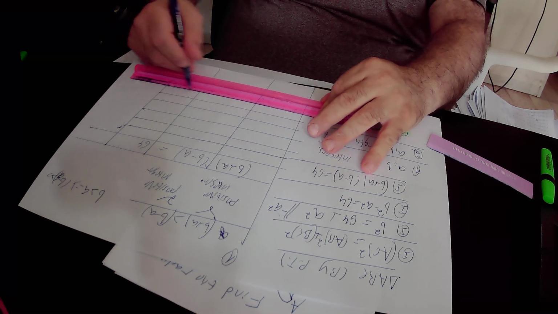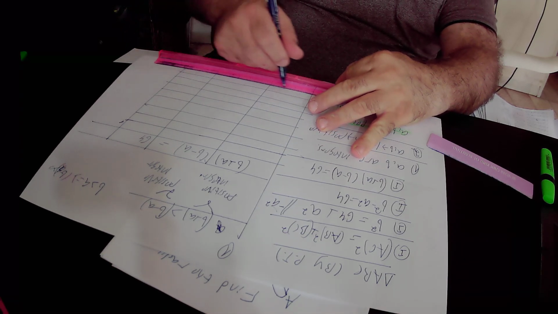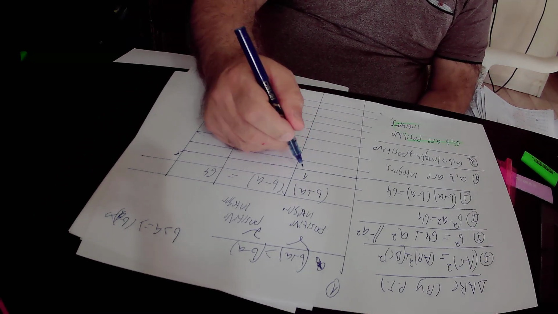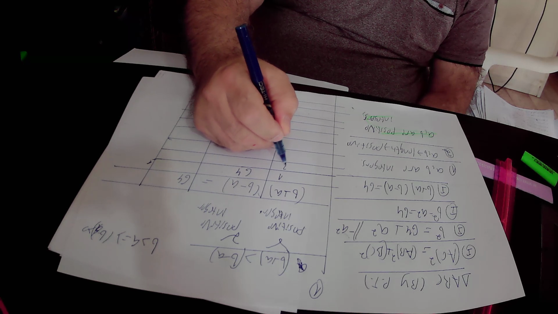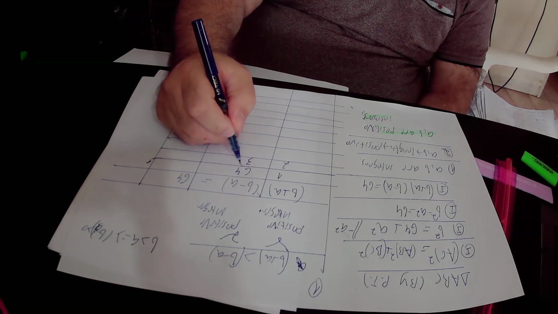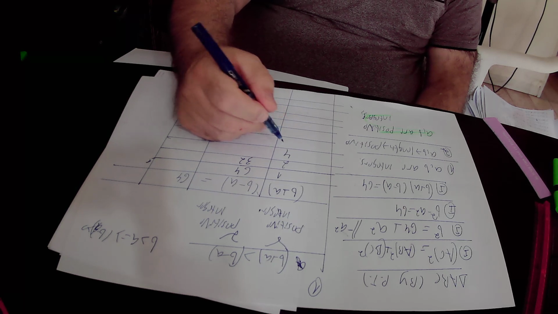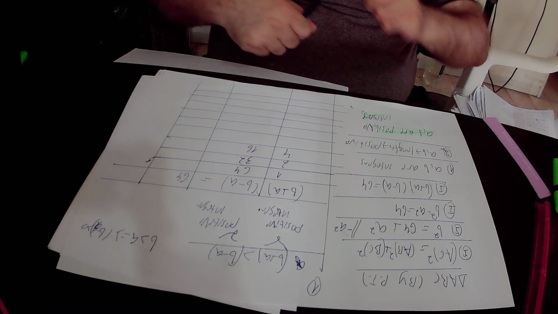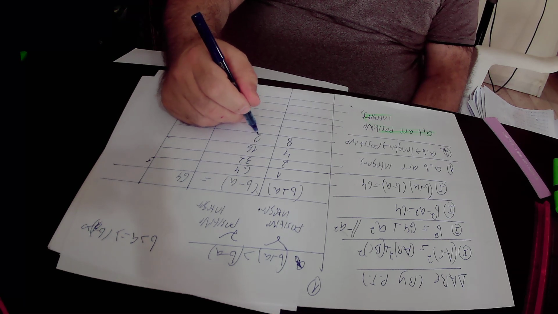Actually, b plus a might be 1 and b minus a must be 64. 1 times 64 is 64. b plus a might be 2, and b minus a might be 32. 2 times 32 is 64. b plus a might be 4, and b minus a might be 16. 4 times 16 is 64. b plus a might be 8, and b minus a might be also 8. 8 times 8 is also 64.